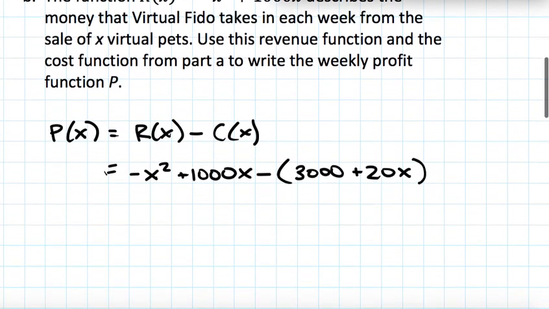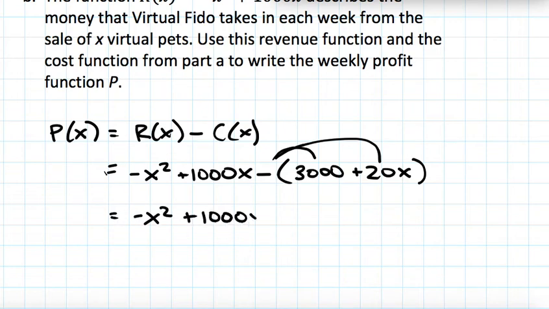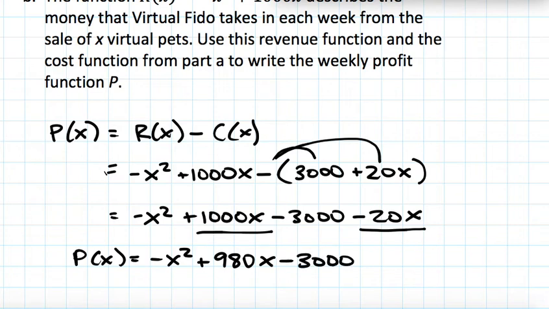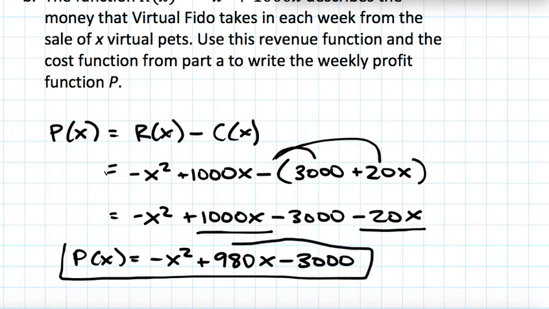And then now I want to simplify this and combine like terms. First, I'm going to distribute the minus sign here. So -x squared plus 1,000x minus 3,000 minus 20x, and then combine these two like terms, 1,000x minus 20x. That's going to give me plus 980x. So this is my profit function for Virtual Fido.